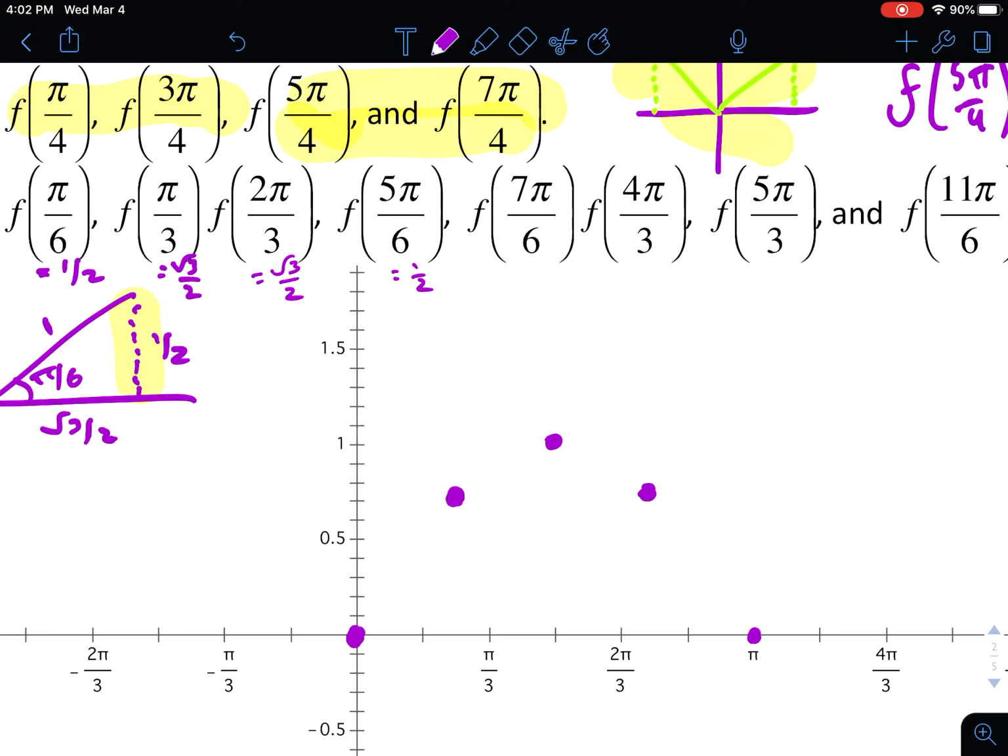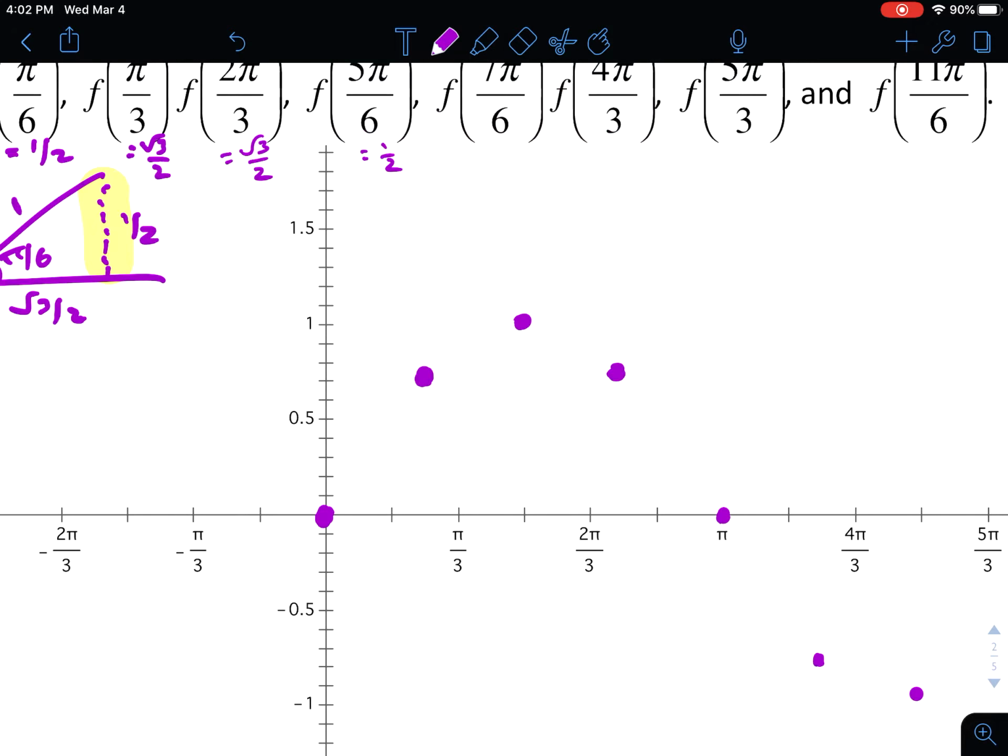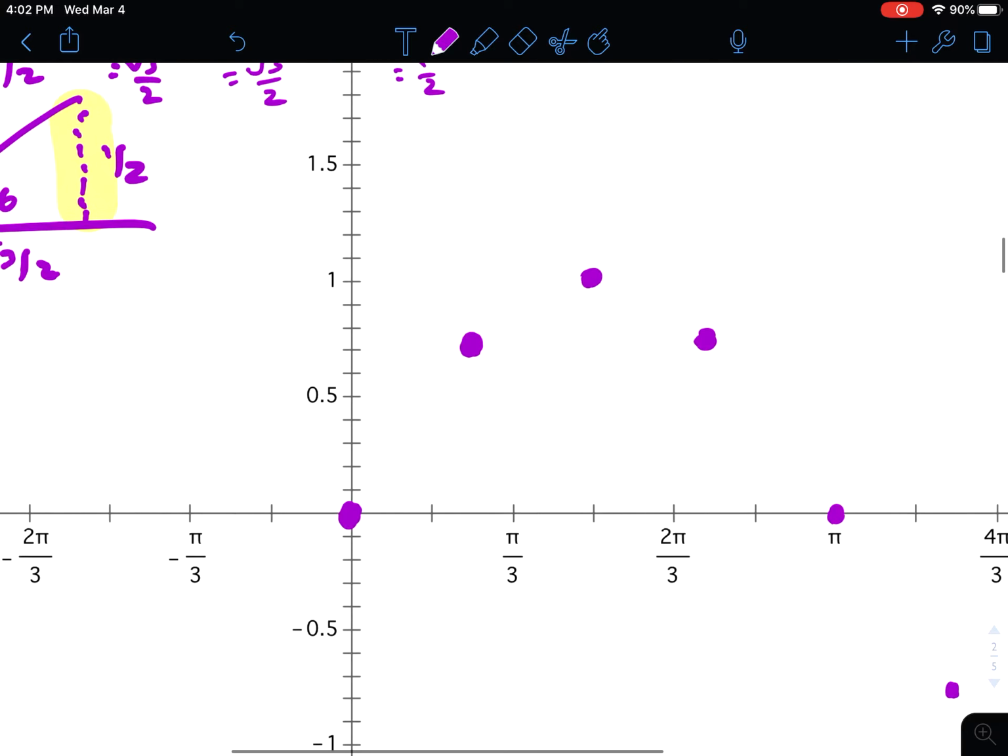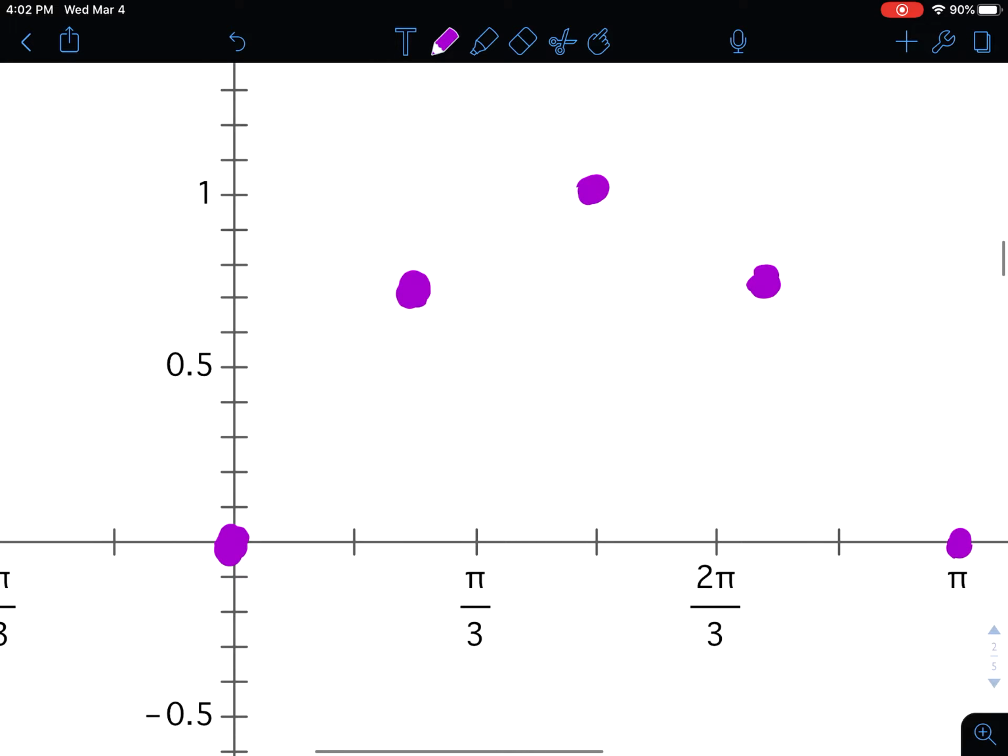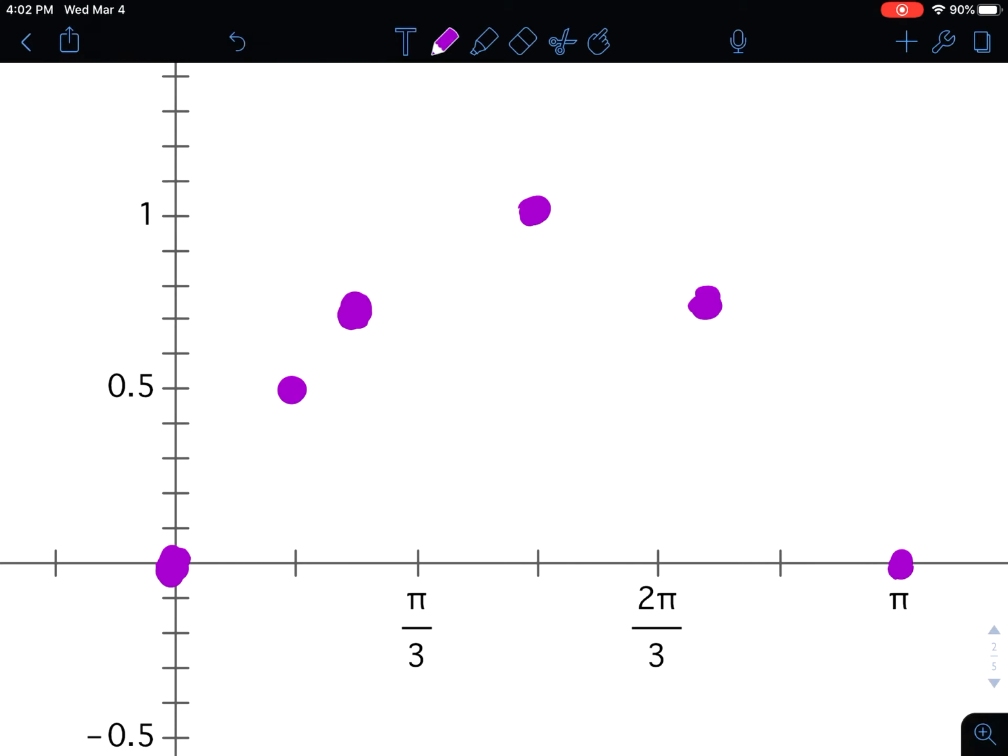Same exact argument. And so, with that in mind, I can start dropping in the values for pi over 6, etc. So here is pi over 6 right there. And so that's going to have a value of 1/2. For pi over 3, that's going to be root 3 over 2.